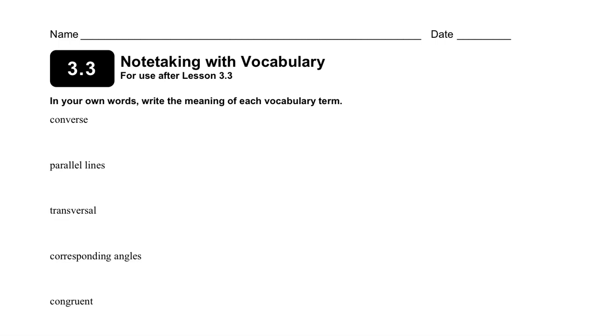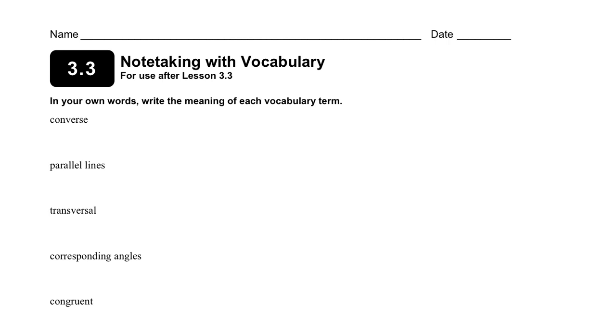Here's our 3.3 notes. We're going to learn how to prove that lines are parallel based on the angle relationships that we see. There's a lot of vocab here. Most of the vocab we've already gone through, so I'm not going to write a lot of these, but I do want to point out the first one here, converse.